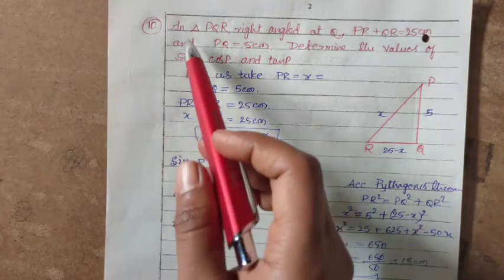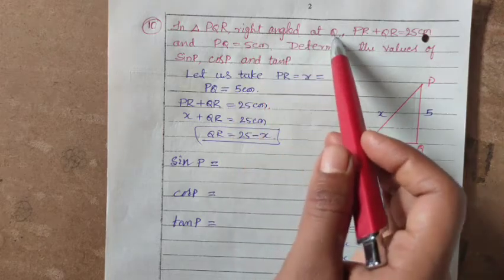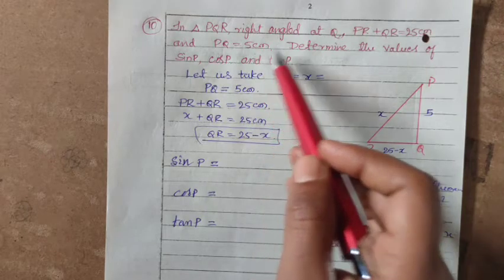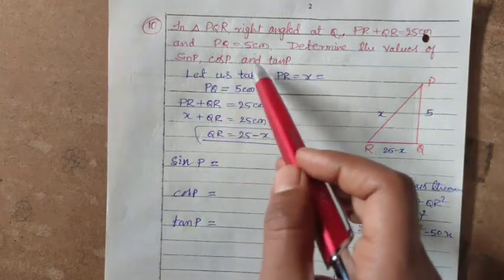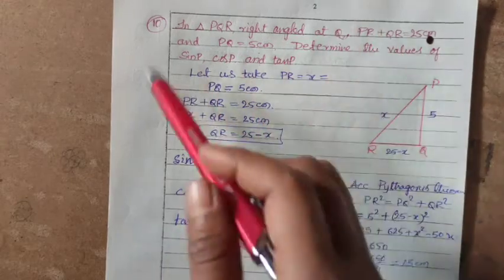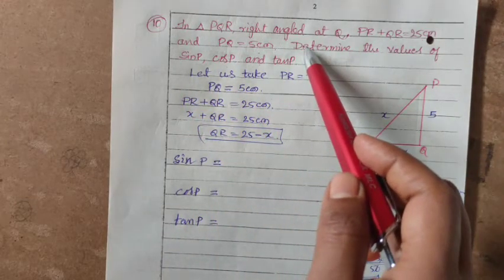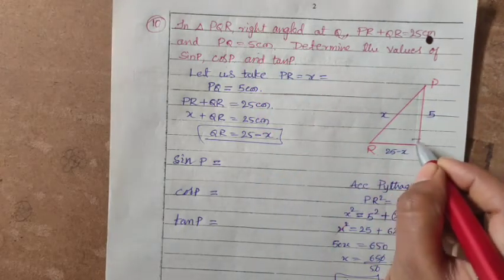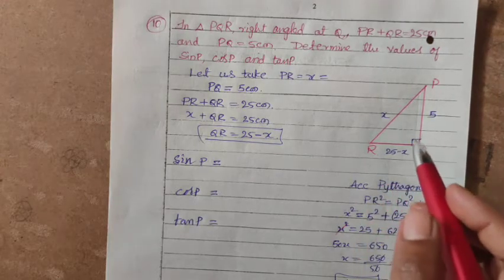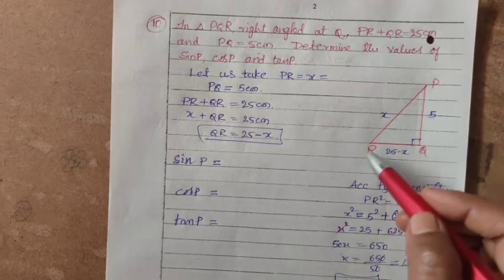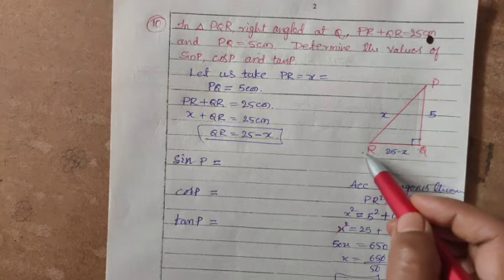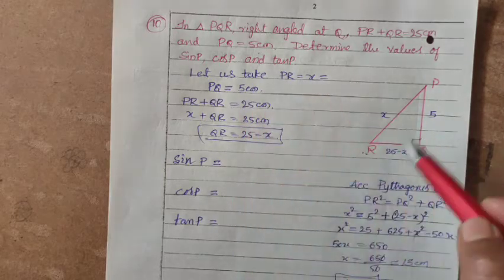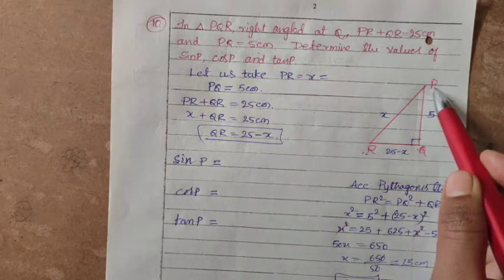The 10th question is: in triangle PQR, right angled at Q, PR plus QR is 25 centimeter and PQ is 5 centimeter. Determine the values of sin P, cos P and tan P. Students, read the question carefully. What is given? PQR is a right angled triangle, right angled at Q. PR plus QR is 25 centimeter. Let us take PR as x.